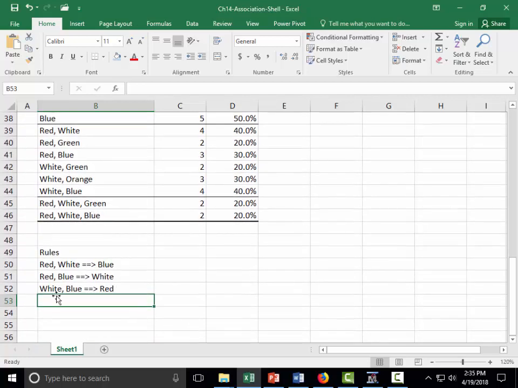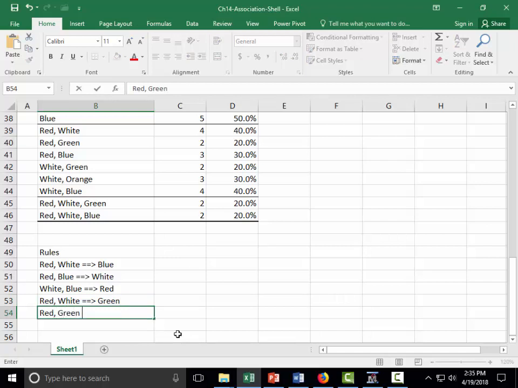Okay. Then from here it is red, white means green, red, green means white, and then white, green means red. Okay, so these are the rules from here.